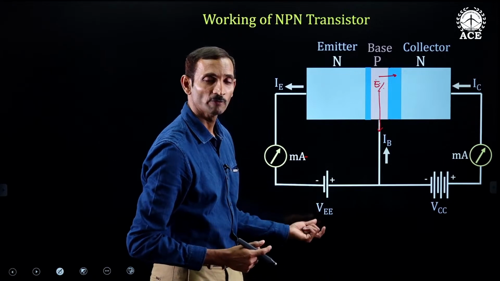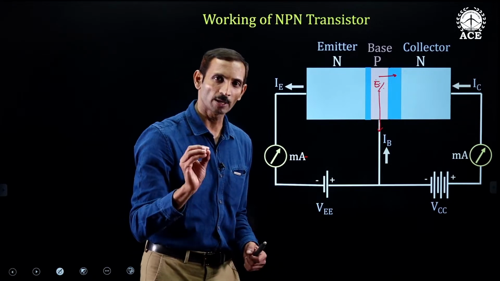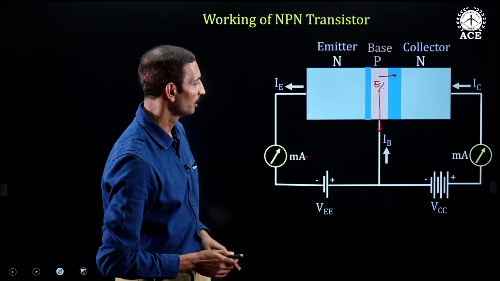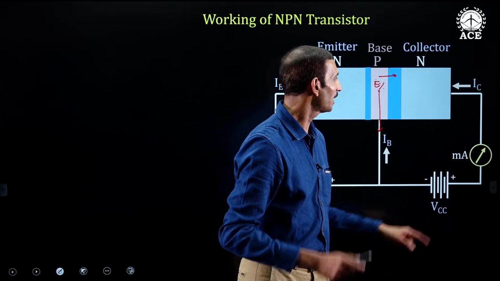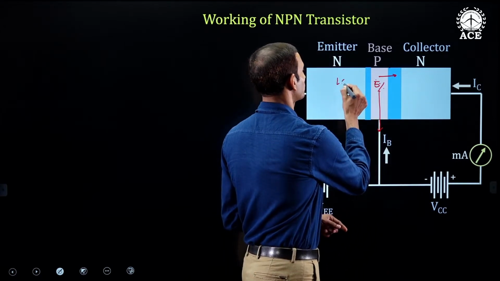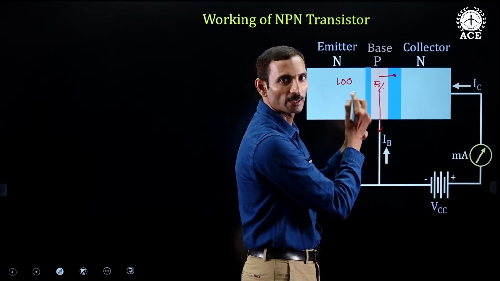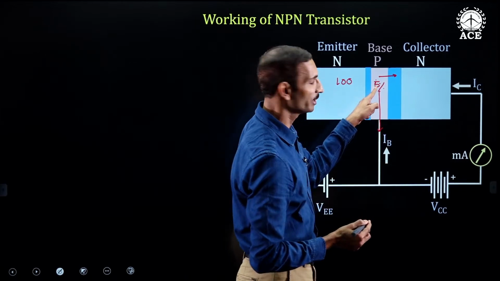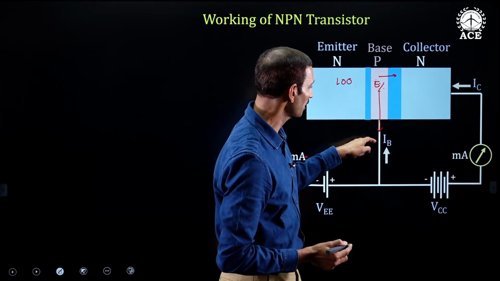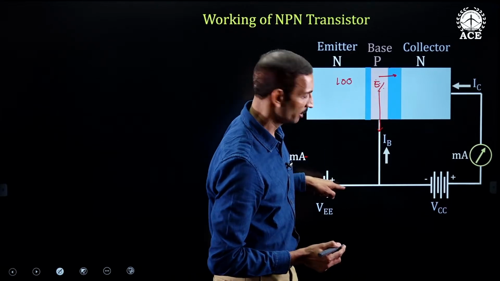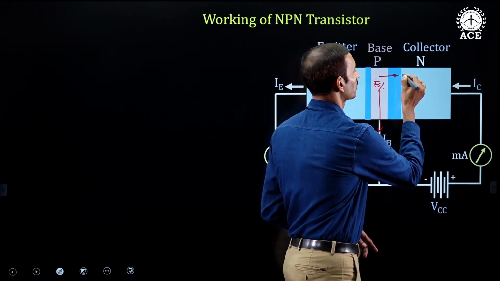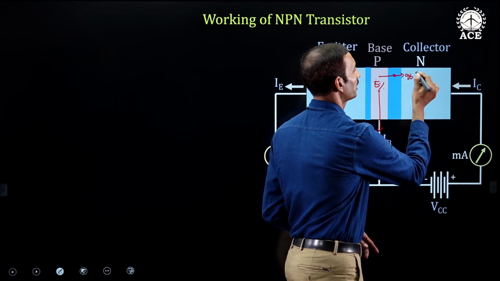Here VEE is called the supply battery for the emitter base junction, or simply emitter. VCC is nothing but the supply battery for the collector. Now let us talk about say 100 electrons going from the emitter. 5 electrons would be there in the base region, which happens to be the p region, and all these 5 electrons would travel to the positive terminal of the battery. The other 95 electrons would cross over this junction and enter into the n region.